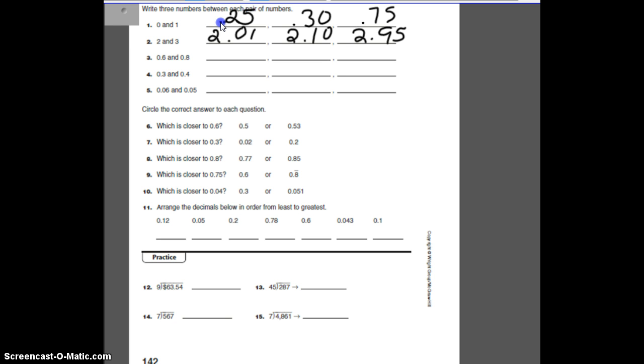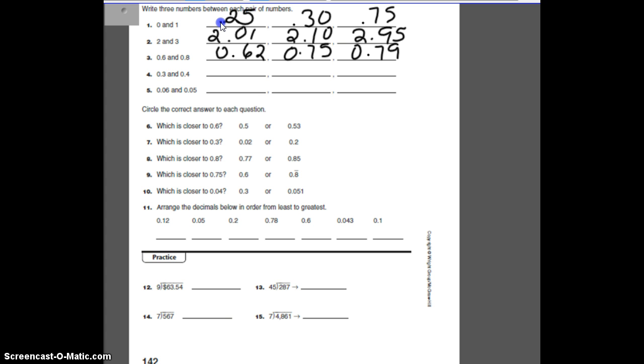This time between 6/10 and 8/10. If you're thinking money, you should be thinking 60 cents and 80 cents. What comes between 60 cents and 80 cents? Again, lots of options. Could be 0.62. Could be 0.75. And you just have to keep it under 8, so you can get all the way up to 0.79, or 79 hundredths, but you can't get any larger because then you'd be into 80.